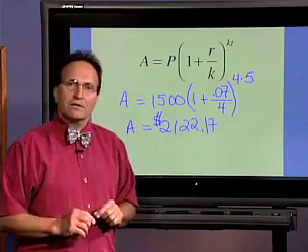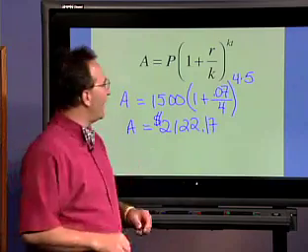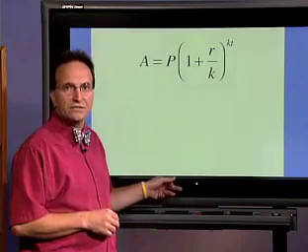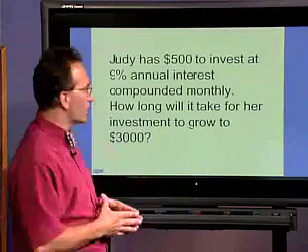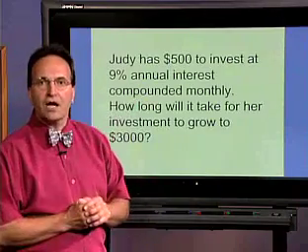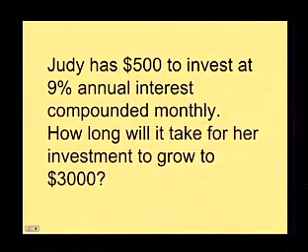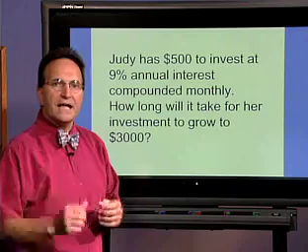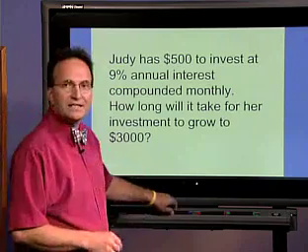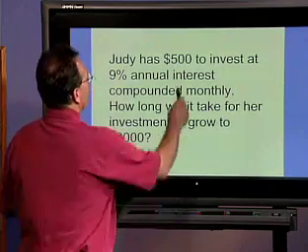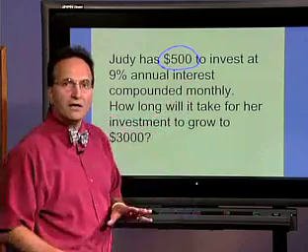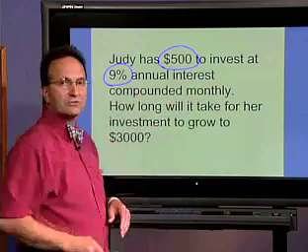Let's turn this around a little bit and do an example where we have to find the time it takes for a certain investment to occur. Judy has $500 to invest at 9% annual interest compounded monthly. How long will it take for her investment to grow to $3,000? Once again, the important information that we need to carry over with us is, starts at 500, the interest rate is 9.